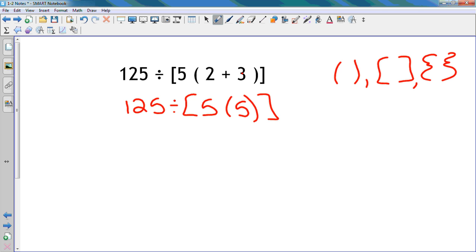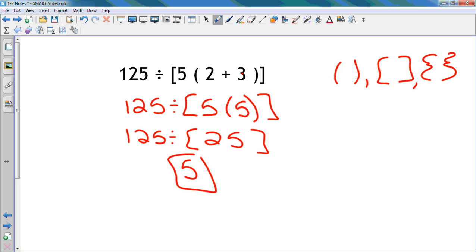Now, by order of operations, I still do what's in the parentheses first. In this case, the bracket, because this parenthesis is done. What operation is this if I don't have a symbol? Multiplication. So I'm going to have 5 times 5 is 25. And then I have 125 divided by 25. Well, if you have $1.25, how many quarters fit in $1.25? 5. 125 divided by 25 is 5. Done. Order of operations: parentheses first. Multiplication, then division.